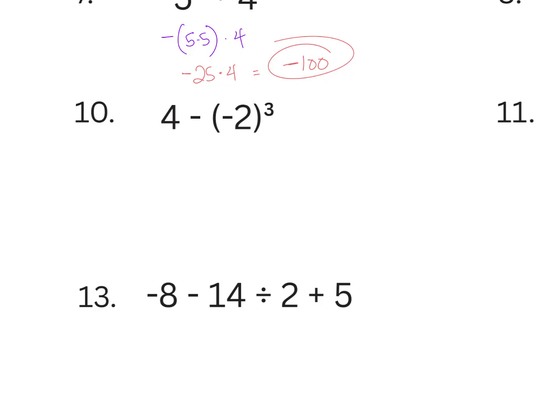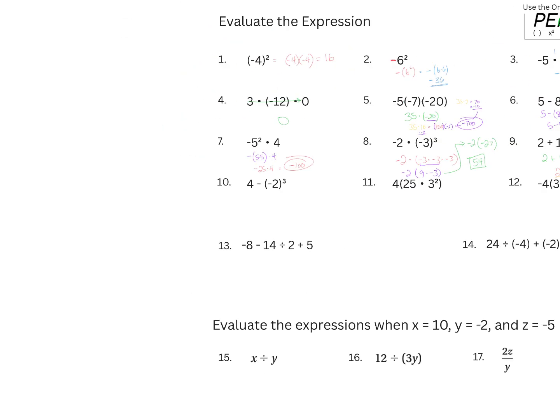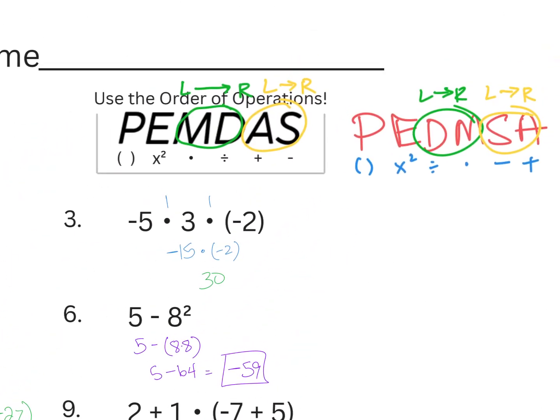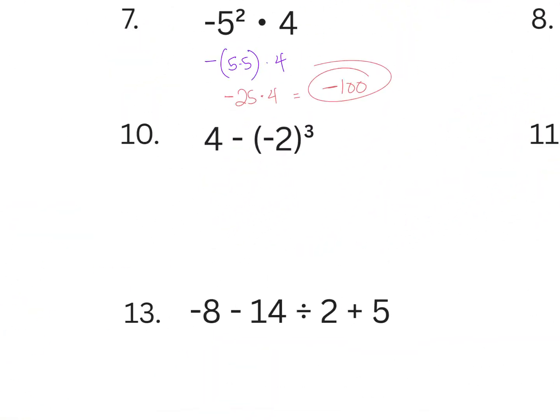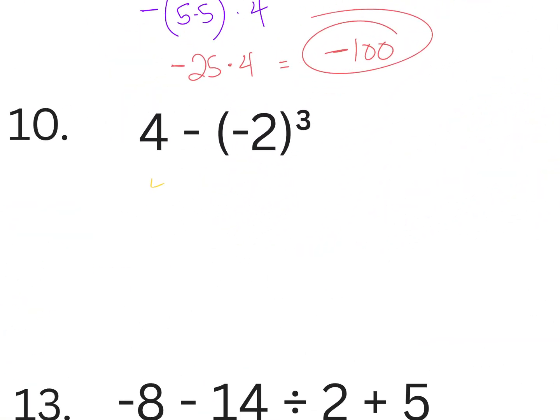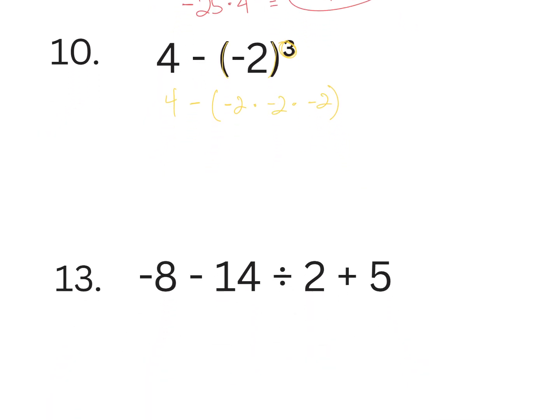Resist the urge to do this. Why? Well, because we're not actually subtracting that right now. We need to follow the order of operations, which says do exponents first. So we have 4 minus negative 2 times negative 2 times negative 2. That's what that cube means, and especially the cube when it's got that whole thing in parentheses right there, okay?